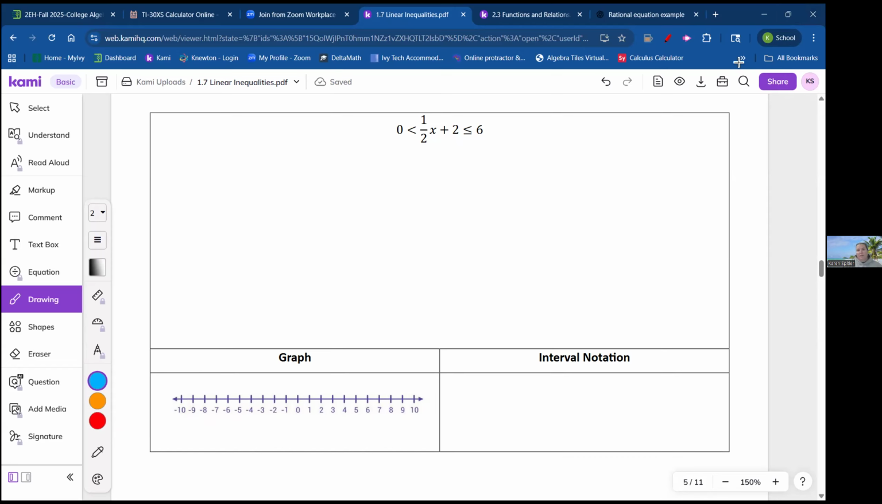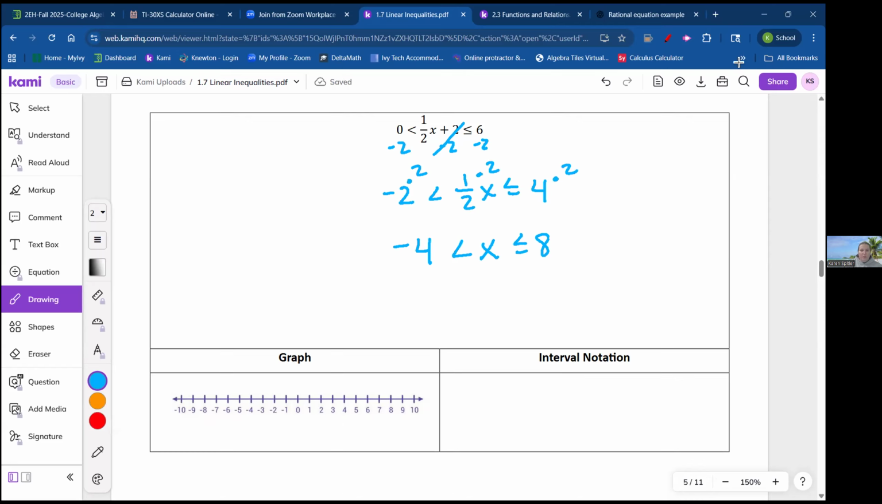Okay. I'm going to go ahead and subtract 2 from all 3 of the sides. Boom. And then I got -2 is less than 1/2 x, which is less than or equal to 4. And then that's 1/2. I'm going to multiply everything by 2. So where everything else I divide, fractions you multiply. So I've got -4 is less than x, which is less than or equal to 8.